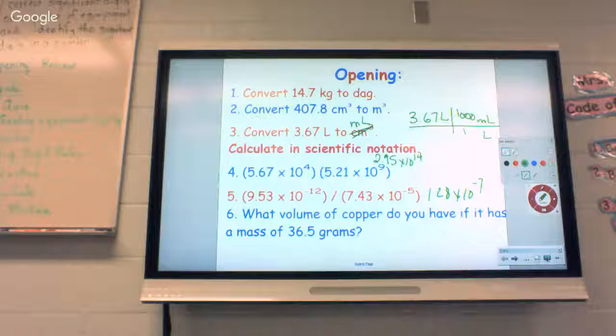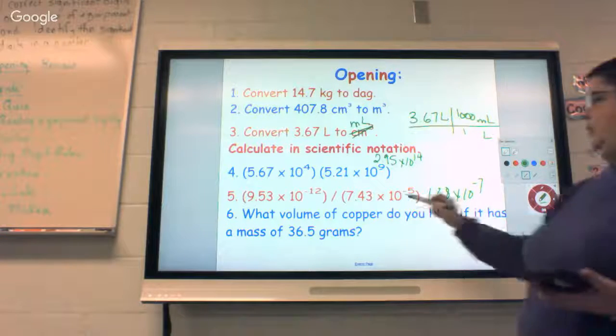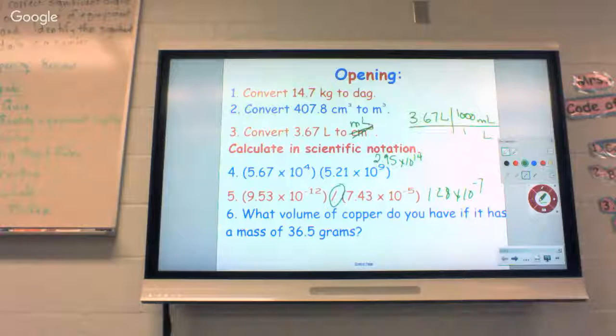Anybody else get that? Or did I calculate it wrong? All right, let me try it again. 9.53 EE negative 12, divide 7.43 EE negative 5. That's the same thing. Then you multiply instead of divide, that'll do it. Remember, if you see one of those, that means divide. And you might not see that today. That might be on another quiz this week. That might be on a significant digit quiz.